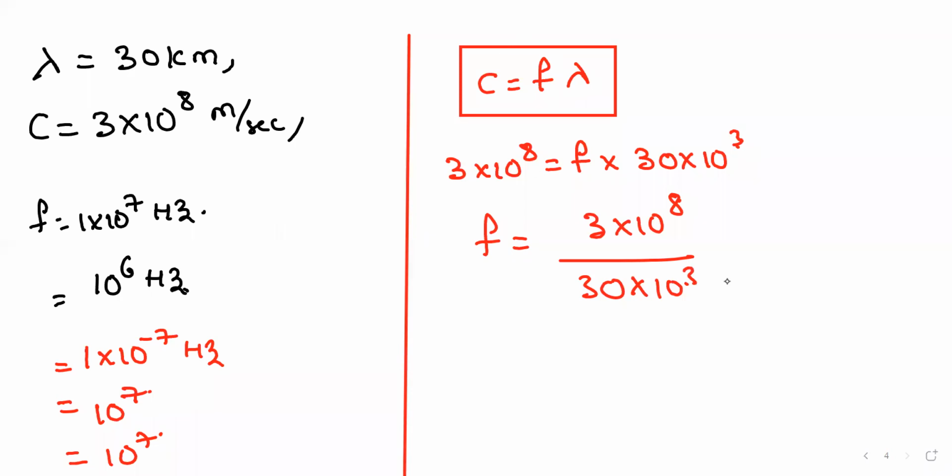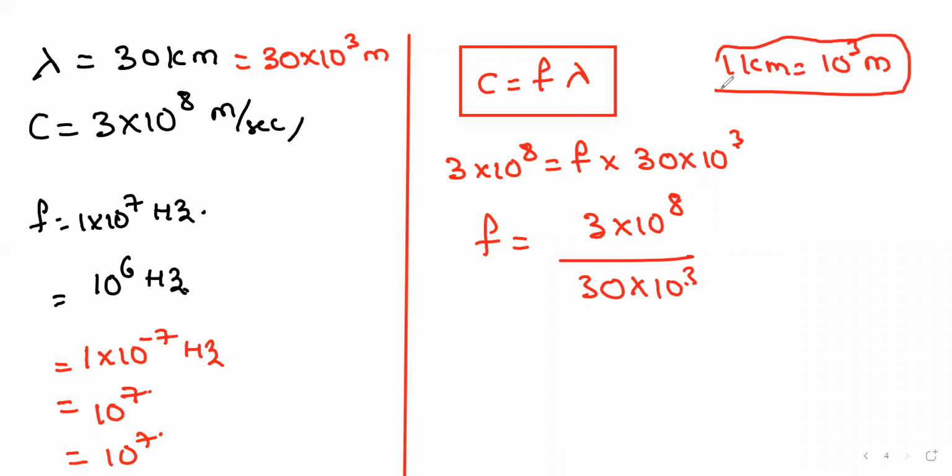So guys, here we have to convert kilometers into meters. 1 kilometer is how many meters? 1000, very good. 1000 meters. 1 kilometer is 10 power 3 meters. So 3 into 10 power 8 by 10 power 4. So frequency is 10 power 4 hertz.